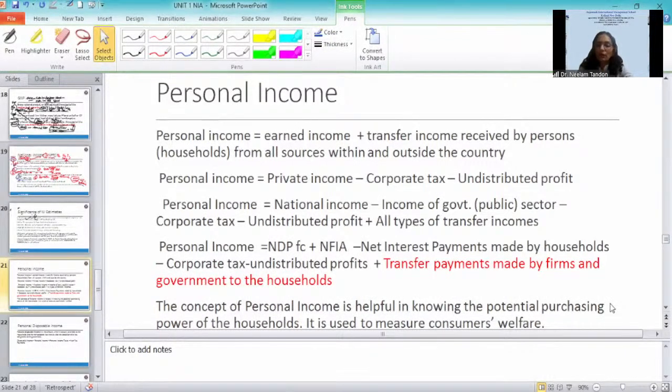Number 3, from market price to factor cost, what do you have to do? You have to go for deducting net indirect taxes. If you go from factor cost to market price, you have to add net indirect taxes. So these are 3 golden rules you have to remember for any conversion, for any numerical. We will be sharing later in the next class, okay? Now the next concept is personal income.